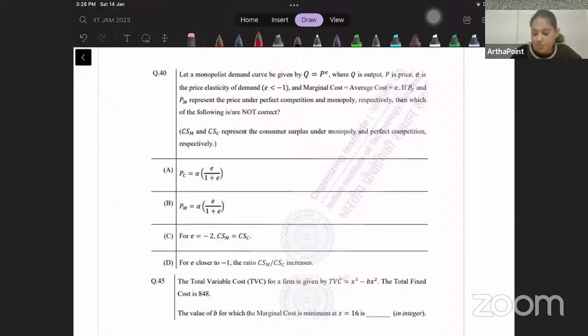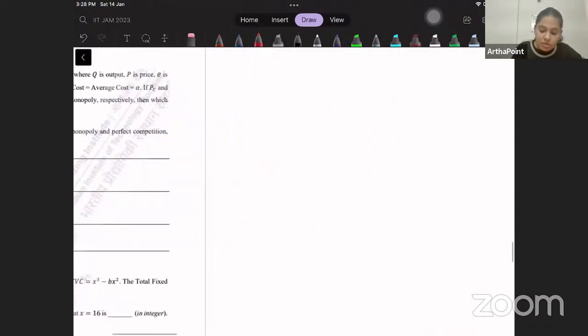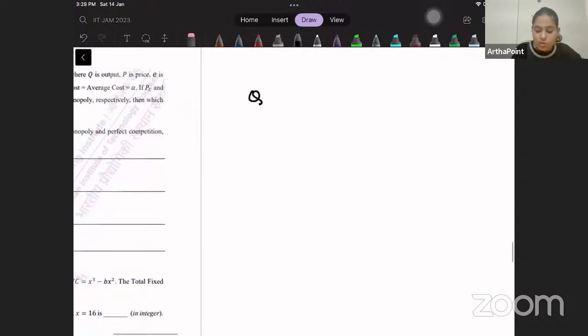A monopolist is given, you're given a function here. Again, I love how they have gone ahead and used the concept of elasticity yet again. So which means this concept is very important. So they have given Q is equal to P^E. E is the elasticity here.